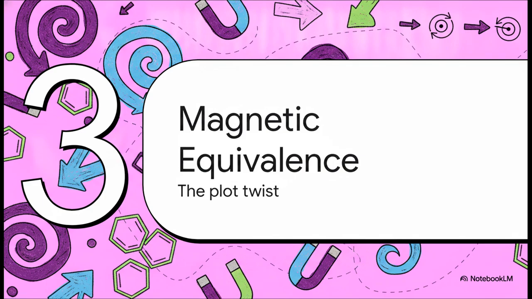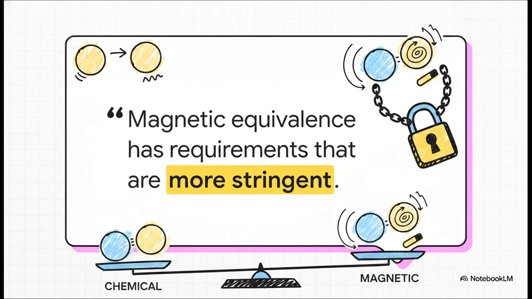Section 3, the magnetic equivalence twist. I want to read this quote straight from the source material because honestly, this is the exact spot where so many of us, students and seasoned researchers alike, get completely tripped up. Quote: "Magnetic equivalence has requirements that are more stringent than those for chemical equivalence." Yeah, just because protons are chemically equivalent, there is absolutely no guarantee they are magnetically equivalent.